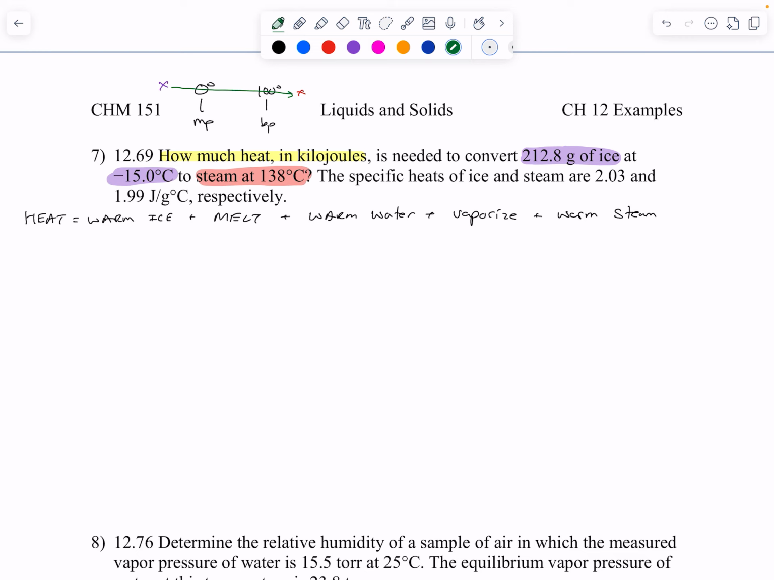Now, it gives us specific heats of ice and steam, but it doesn't give you delta H F, and it doesn't give you delta H V. So we need to look those up. If I look up delta H V, it's 6.01 kilojoules per mole in our book. And delta H F, I have 40.79.